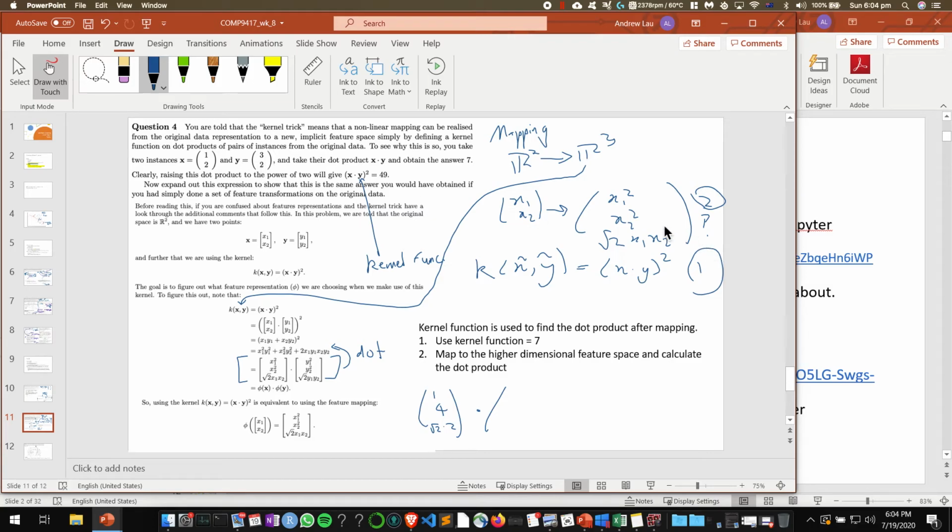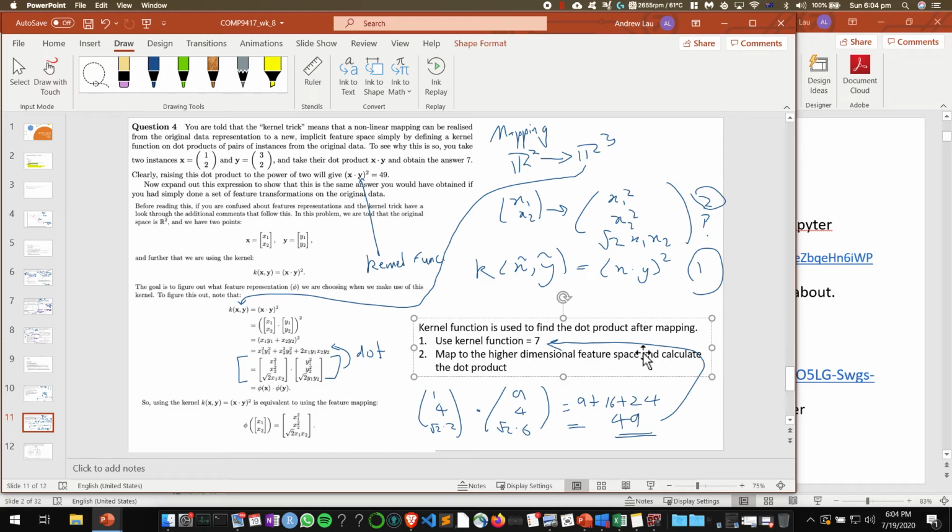I'm sorry. For y we'll have 3 squared, so that's 9, 2 squared, so that's 4, and then root 2 times y1 y2, 3 times 2 is 6. Let's take the dot product: 9 plus 16 plus 2 times 2, which is 4 times 6, so it's 24. Just like this, which is 49, which is the same as that.